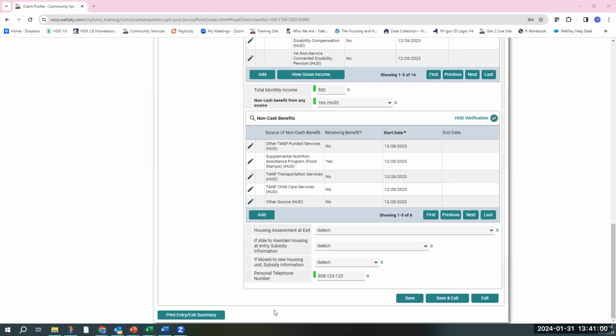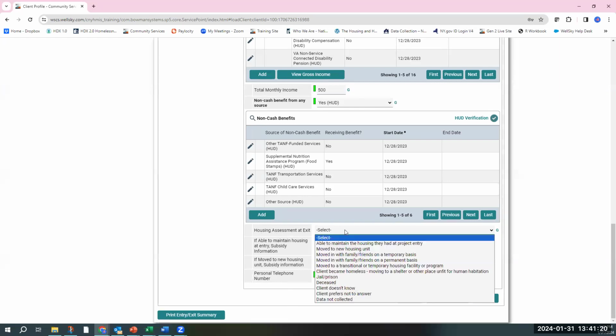For homelessness prevention projects, there is a specific set of questions at the end of your exit assessment, and those questions are really the key data points to your homelessness prevention housing outcomes. So the first question asks about housing assessment and exit, and this is really getting at answering the question, did you help the client maintain their housing that they had at project entry?